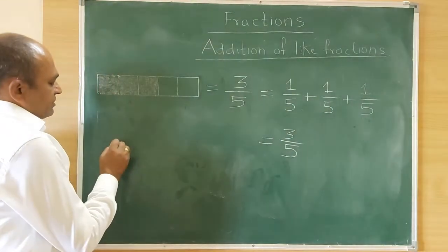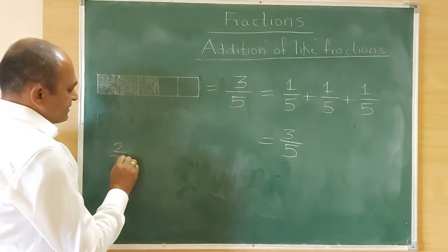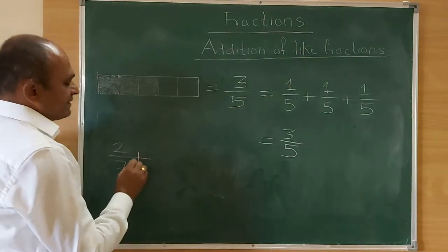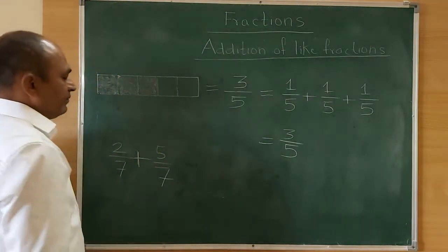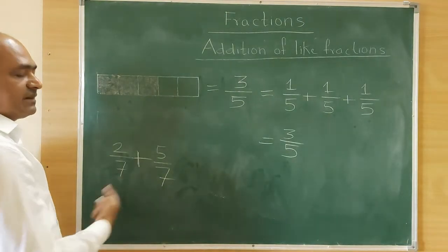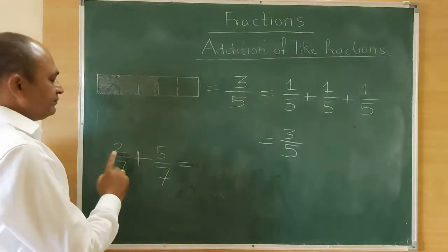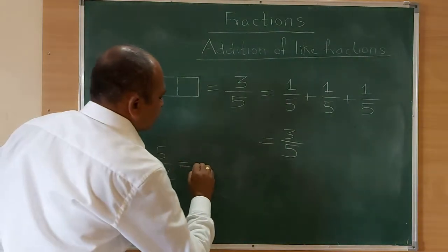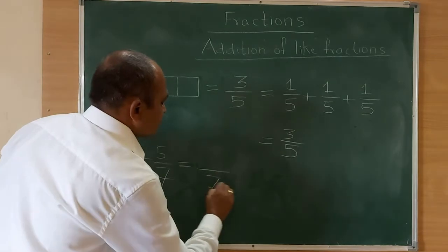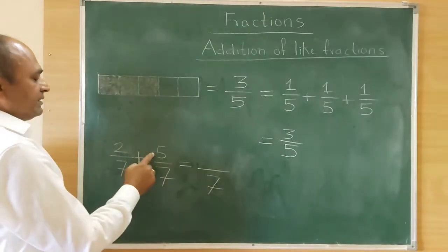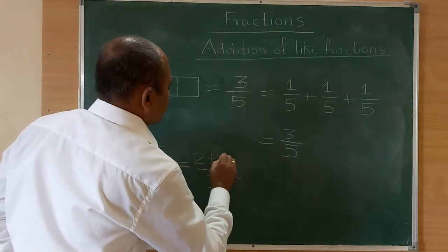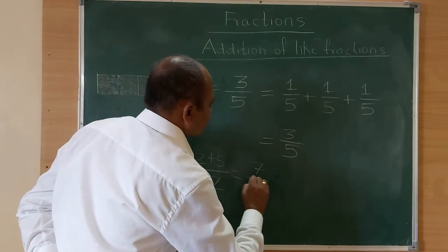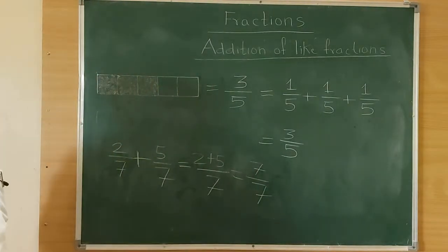Suppose one more example: if you are told to add these fractions, 2 upon 7 plus 5 upon 7. These are like fractions because their denominators are the same. So how will you add? You will keep the common denominator as it is, and you will add only the numerators. So 2 plus 5 is 7. So 7 upon 7 will be the new fraction.